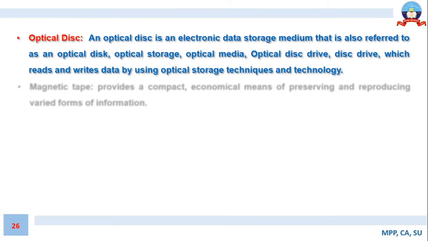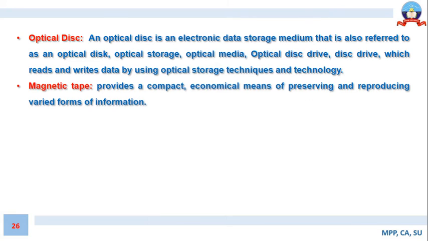The next type of memory is called optical disks. An optical disk is an electronic data storage medium, also referred to as optical storage, optical medium, or optical disk drive, which reads and writes data by using optical storage techniques and technologies. In optical drives we use the concept of pits and lands. Pits and lands are used to represent the bit sequence of zeros and ones. That's the way the optics interprets the zeros and ones stored in the optical disks.